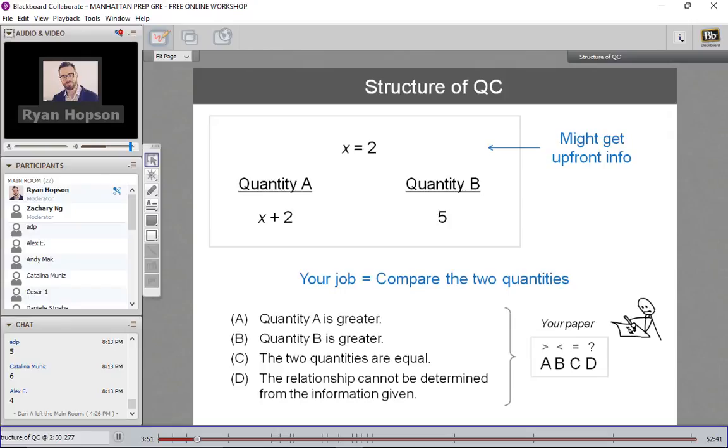So before we get into some actual problems, I want to talk a little bit about the structure of quantitative comparisons. In a quantitative comparison problem, you are always going to have two quantities, quantity A and quantity B. Sometimes, but not always, you will also get some shared information that's true for quantity A as well as for quantity B. Your job as a test taker when you see one of these problems is to decide which is greater. Is it quantity A? Is it quantity B? Are the two quantities equal? Or, most interestingly, can the relationship not be determined from the information given?